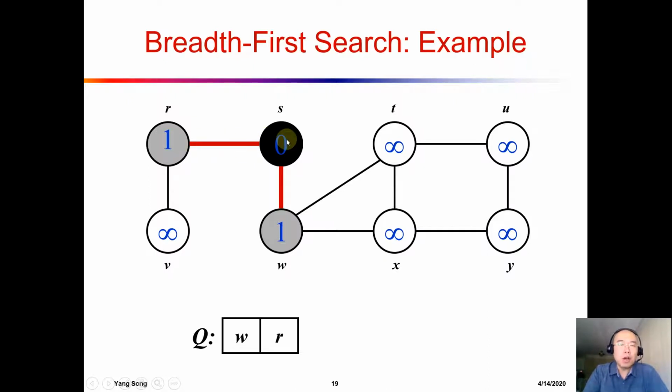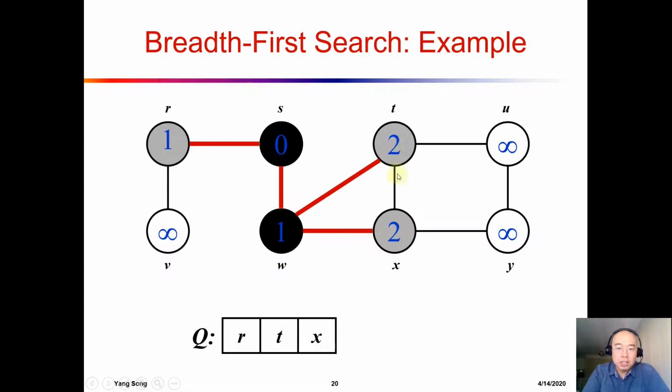And for now, we have explored the root S, and then we have dequeued S, colored it black, and we have enqueued W and R, right? So the next one we want to dequeue is the head of the queue, which is W. And after we dequeue W, we also explore the adjacent nodes, which are T and X.